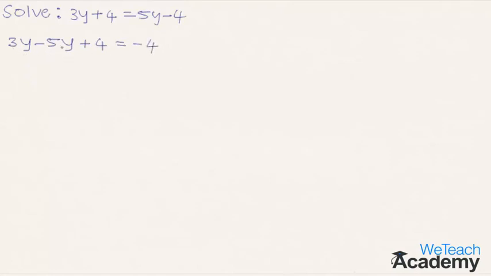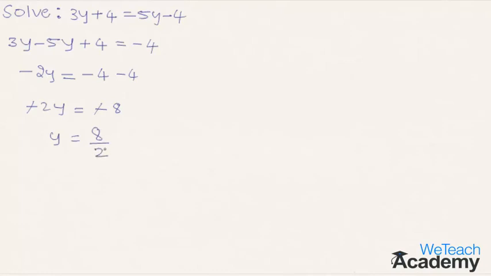Here 3y - 5y is -2y, and if we transfer 4 to the right hand side, we get -4 - 4. So -2y = -8. Here the minus sign gets cancelled on both sides. By transferring 2 to the other side, we get y = 8 divided by 2.